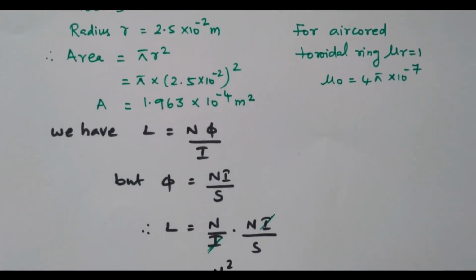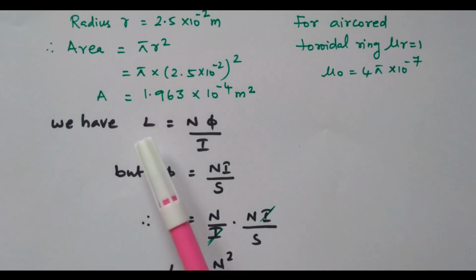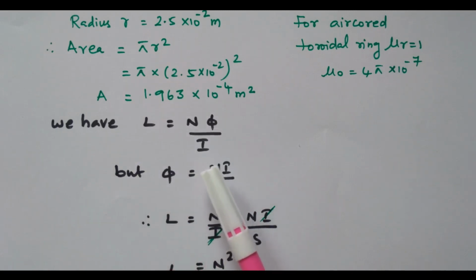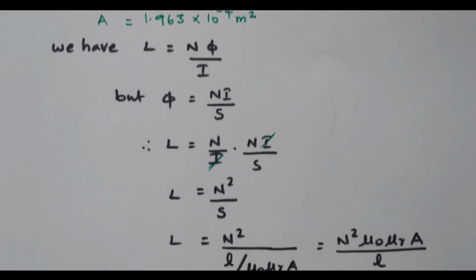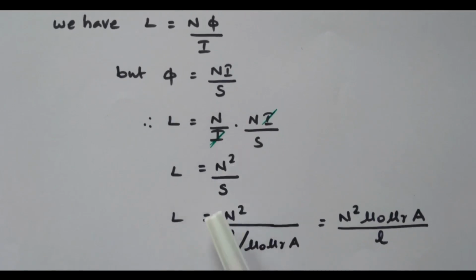First we will find the inductance. L equals N phi by I. It's a general formula: number of turns into flux divided by I. The phi can be written as Ni by S, that is flux equals mmf divided by reluctance. Now we can substitute this phi here, so N by I into phi is replaced as Ni by S. So this I got cancelled. So what we got is N square by S.